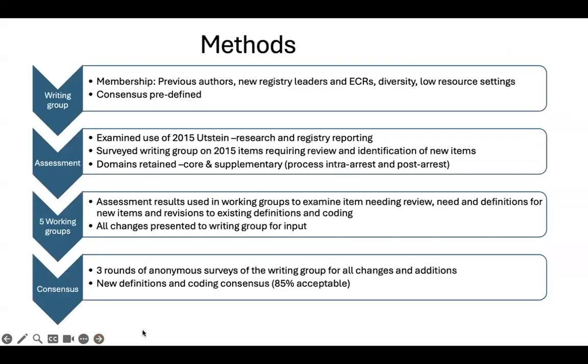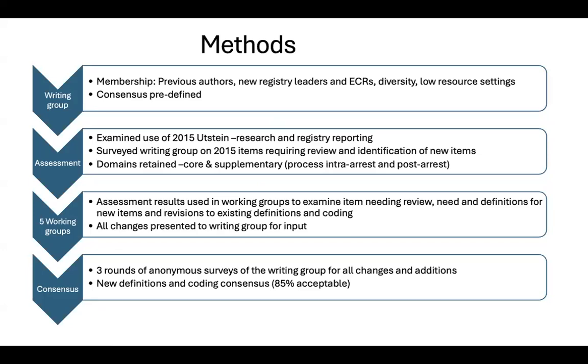Thanks, JT. So I'm just going to very quickly run through how we went about this process. So we put together a writing group. We considered very carefully who we would want to be part of this update. We included some previous authors because they had the history of the 2015 Utstein, as well as earlier ones. We wanted to include some new registry leaders and early career researchers in the process. We also were careful about diversity, and we wanted representation from low resource settings. We predefined consensus, and you can read about that in the Utstein update.